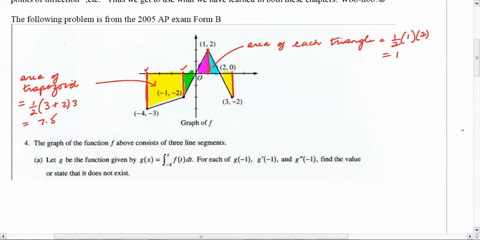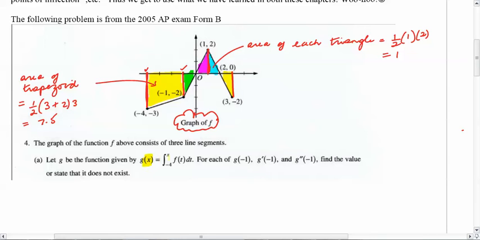Section 5.4, Part 2, the AP problem on page 8 and page 9. We began this problem in class, so I'm going to do the first parts very quickly because we've already done this. We were given a graph of a function f, and we were told we have a second function g, and that function g is defined as follows.